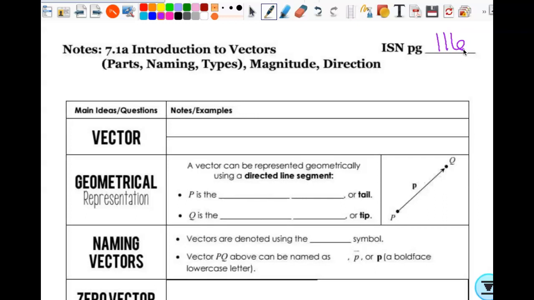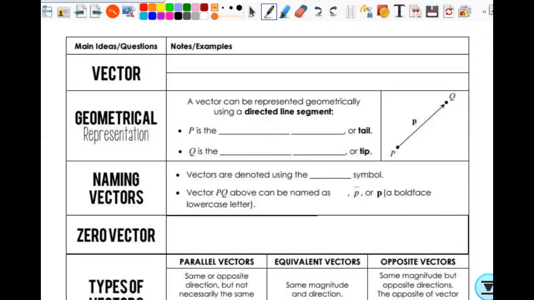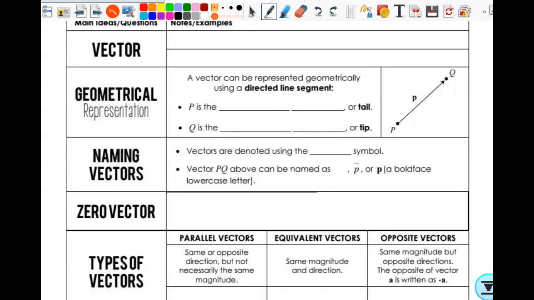Okay, so this first part's just a quick little review of vectors. Vectors are not new to you. They are first introduced to you in geometry. And then for those of you that are in physics, you should have seen them in physics as well. So a vector is called a quantity.